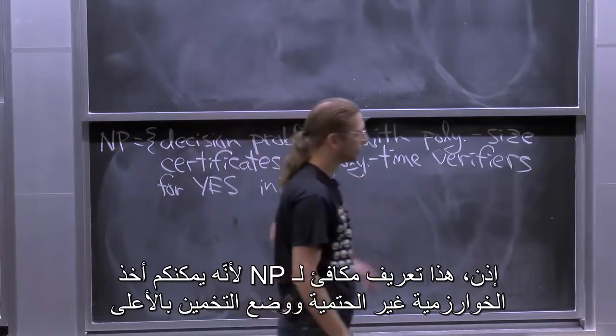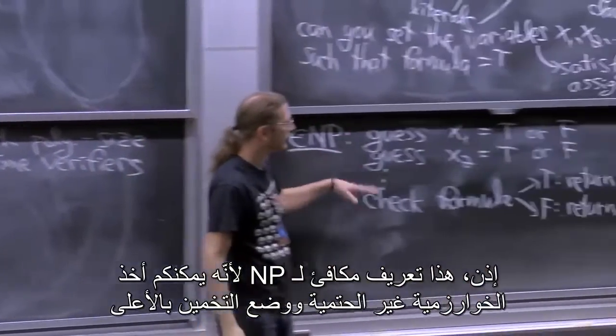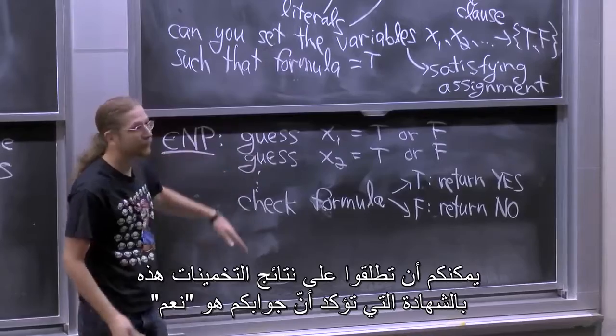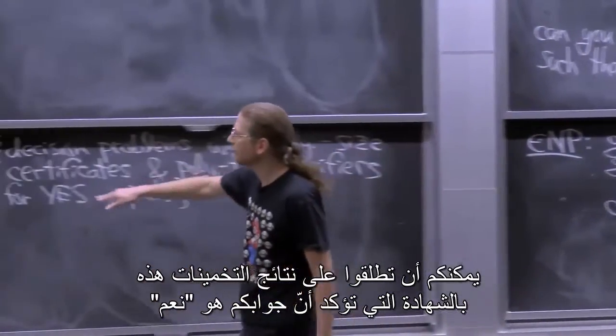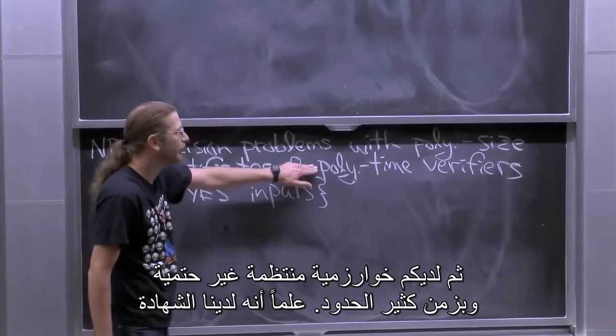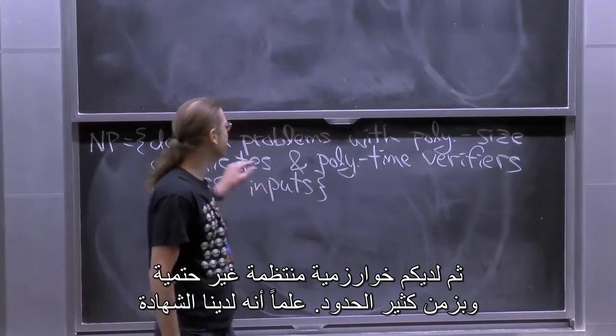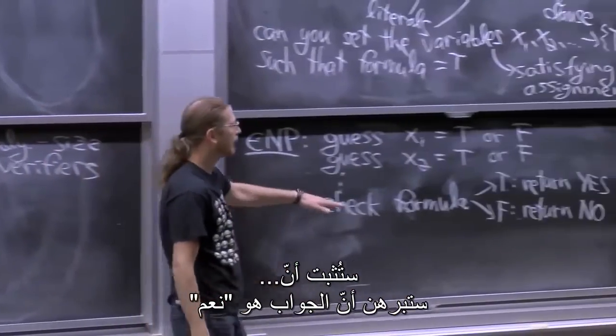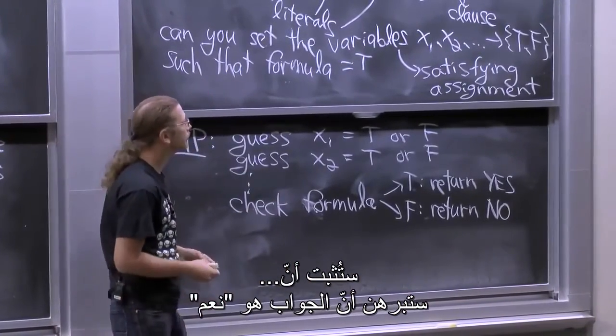So this is an equivalent definition of NP, because you can take a non-deterministic algorithm and put the guessing up top. You can call the results of those guesses a certificate that an answer is yes. And then you have a regular old deterministic polynomial time algorithm that, given that certificate, will verify that it actually proves that the answer is yes.